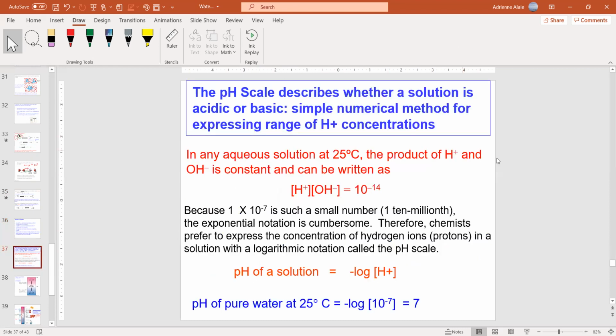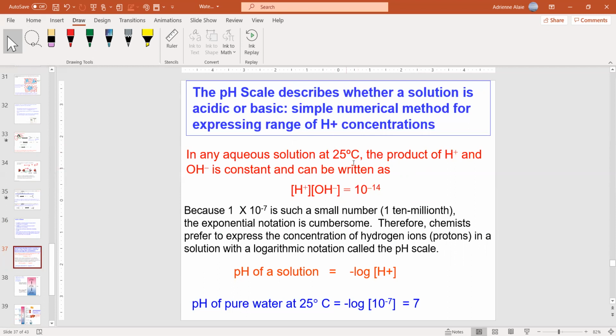Okay, so how can we express a range of proton concentrations? This is where chemists came up with the pH scale. The pH scale describes whether a solution is acidic or basic. I took this quote from your book: it's a simple numerical method for expressing a range of proton concentrations. And it's a compressed range, so it makes it easier for us to understand. So let's take a look.